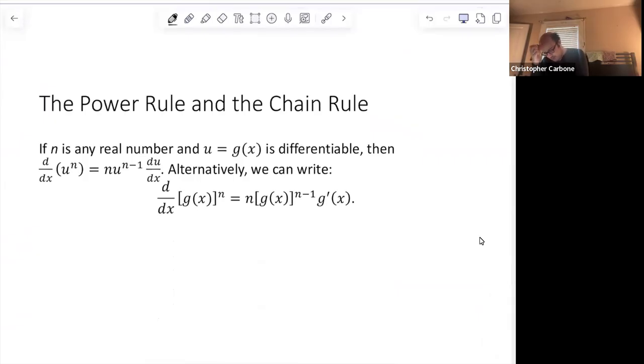So this uses the power rule and the chain rule. I didn't show the substitution on it, which, I mean, you could if you wanted to do it. Not 100% necessary, just because you would have to do the steps anyway. But if n is any real number, u is equal to g of x is differentiable, then the derivative with respect to x of u to the nth power is n times u to the n minus 1 times du over dx. Or we could write the derivative with respect to x of g of x to the nth power is n times g of x to the n minus 1 times g prime of x.